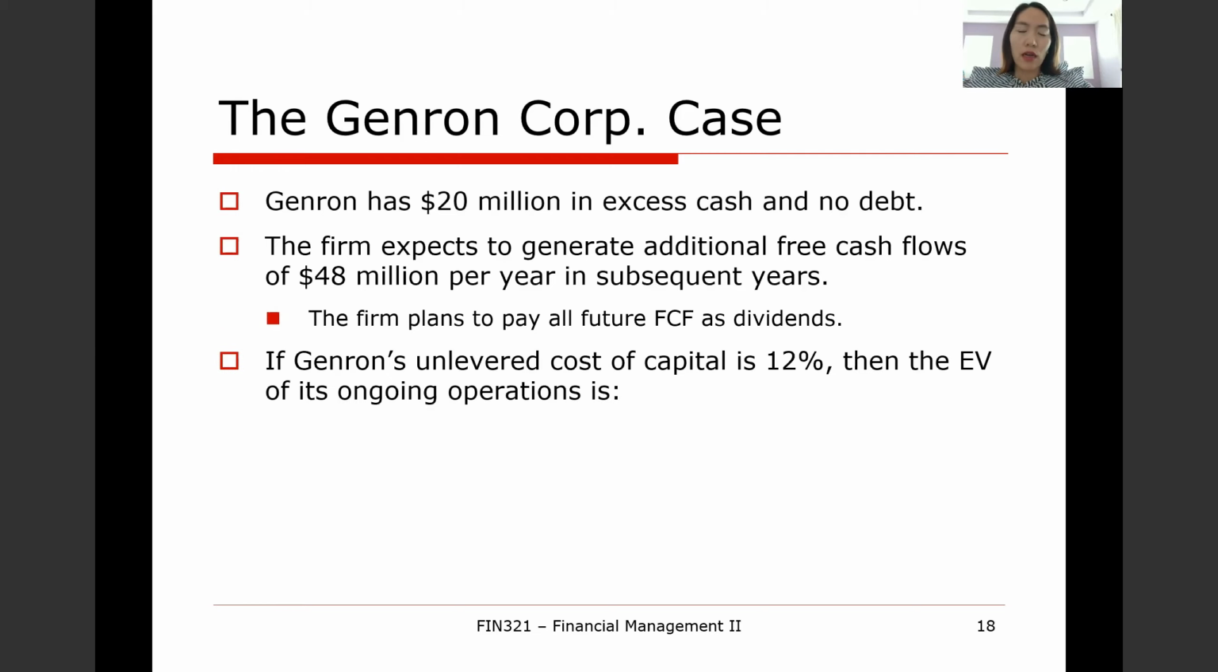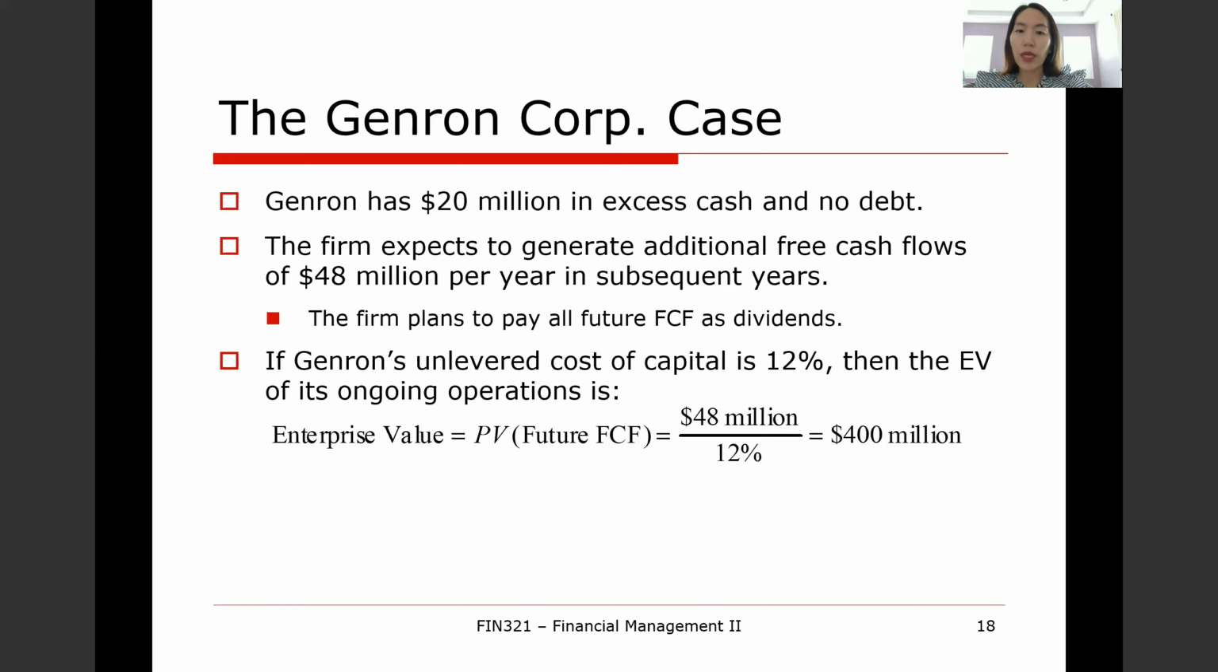All right. Right now, let's assume that the firm's unlevered cost of capital is 12%, and the firm is right now unlevered, so 12% will be the discount rate applied to all of the firm's cash flows. Then we can compute the enterprise value coming from the firm's ongoing operation as follows. Remember that we assumed the company will generate $48 million free cash flows every year in perpetuity, so we can evaluate the total present value of all future free cash flows using the perpetuity model, right?